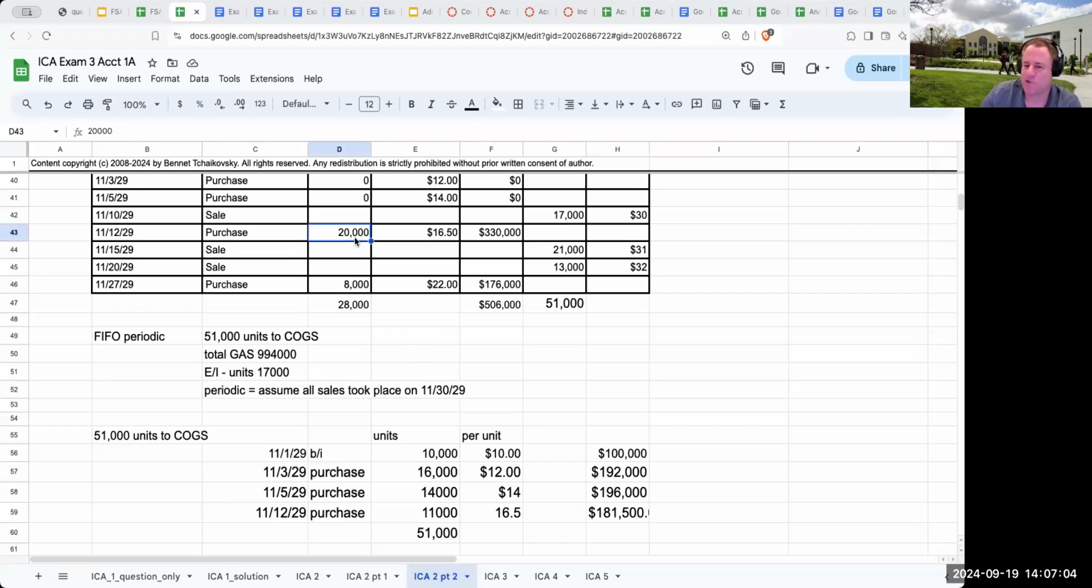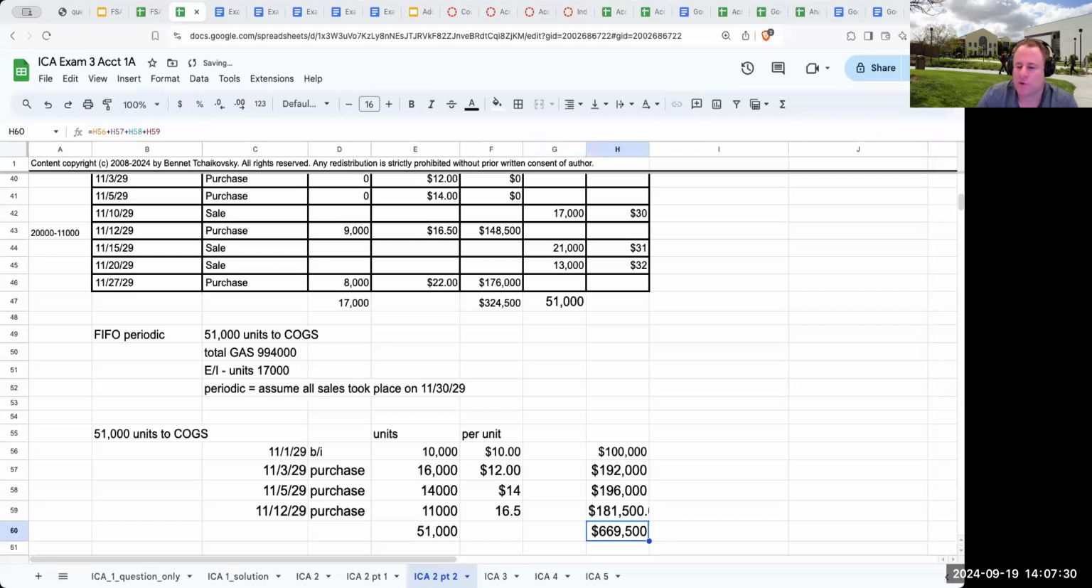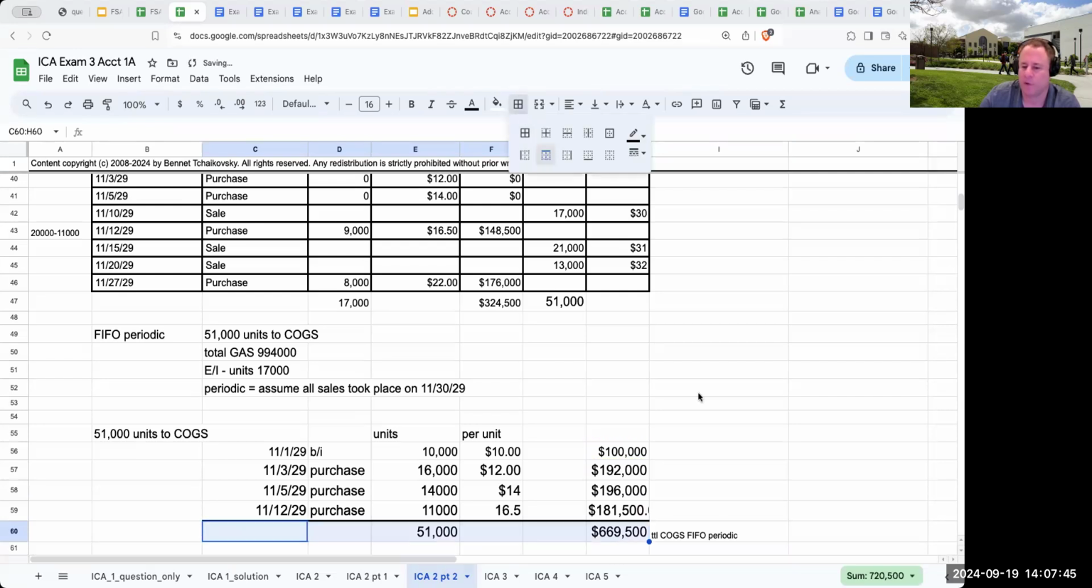So again, with this 20,000, I took 11,000. So 20,000 minus 11,000 means I'm going to have 9,000 units remaining from this purchase, because I expensed the other 11,000. So now I have a total of 51,000. Coming over here, I have a total cost of goods sold under FIFO periodic of 669,500. So this is my total cost of goods sold under FIFO periodic.